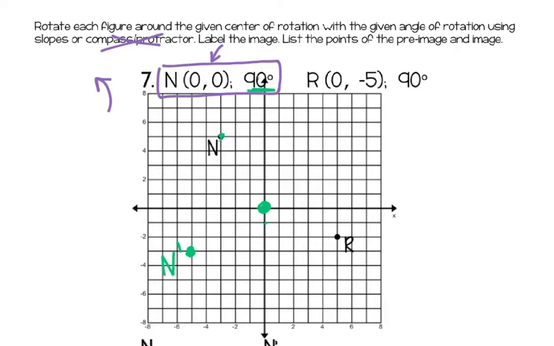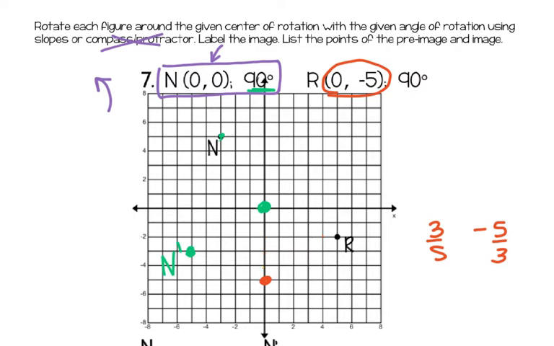Let's try R. So this one, R is going to be rotated around the point 0, negative 5. So 0, negative 5 is right here. So ignore all the green stuff, ignore n, we're just looking at R. R is going to be rotated around this center, like that. And so we're going to be going that direction with R, and I'm interested in that slope right there. So let's count it. I'm going to go up 1, 2, 3, and then over 1, 2, 3, 4, 5. So that one is positive 3/5. So my opposite reciprocal slope is negative 5/3.